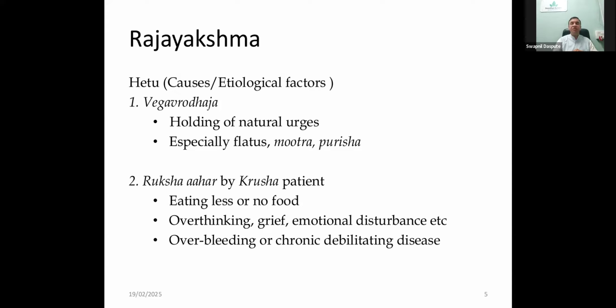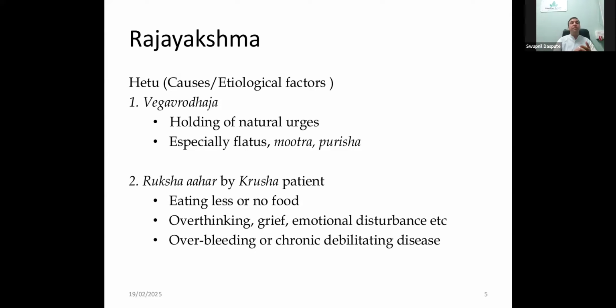Overthinking, grief, emotional disturbance is going to deplete Rasa dhatu. Very good. And when the depletion of a particular dhatu starts, the effect of that is seen on the next or the following dhatu as well. So when we say this is a disease of rasa dhatu, it does not mean that it will not affect rakta dhatu. Yes, the symptoms of rakta dhatu also will be seen.